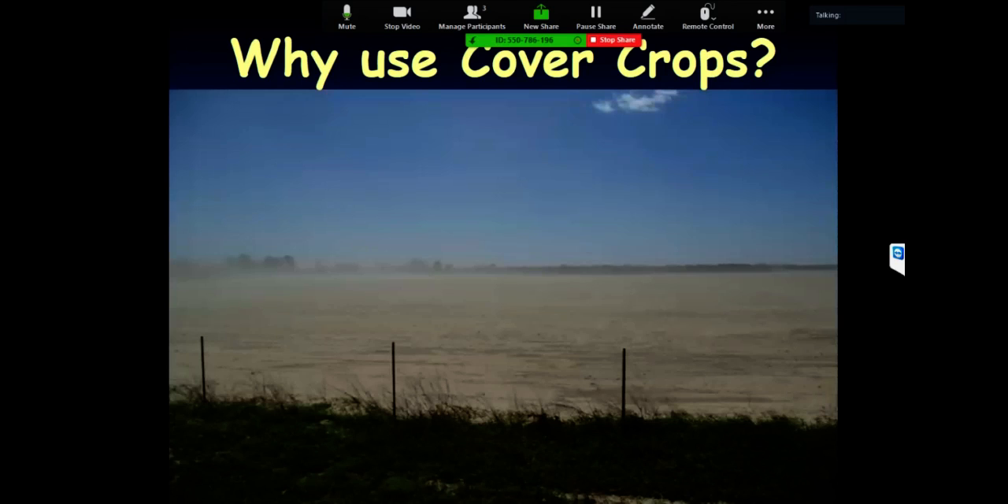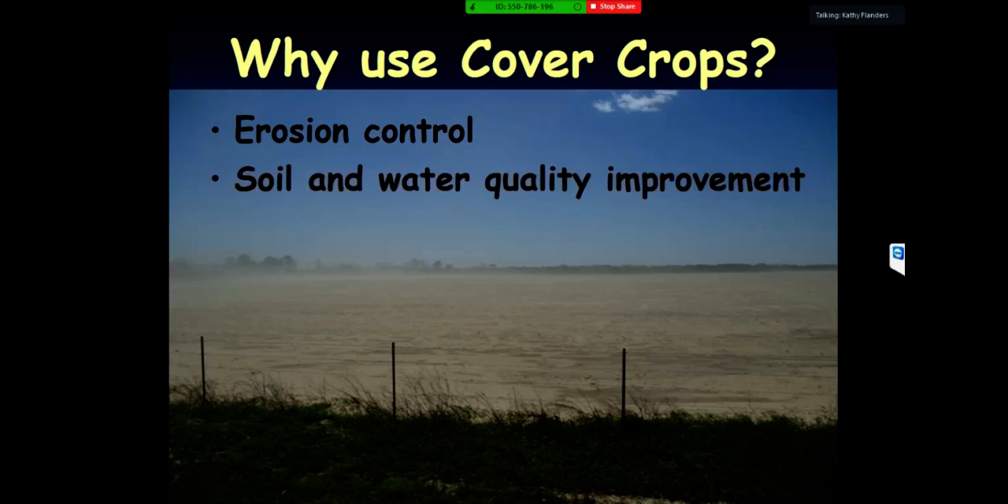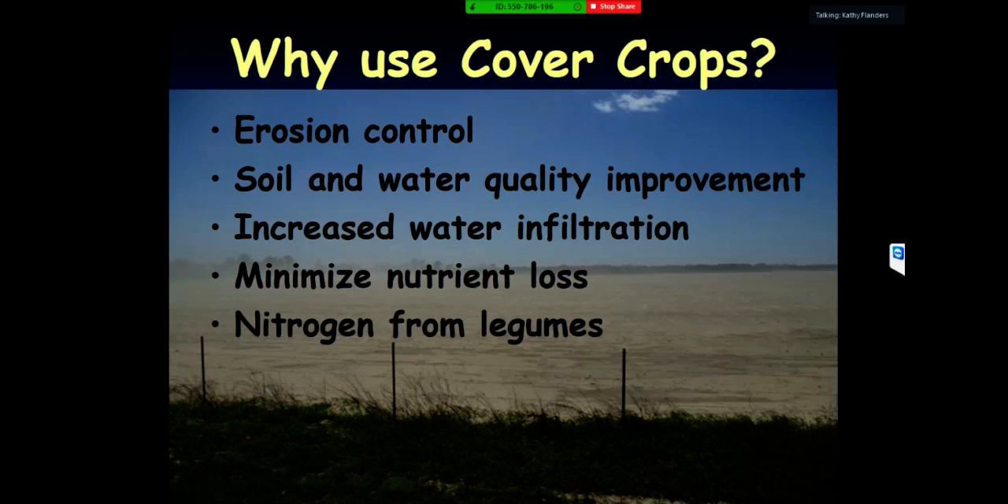And why use cover crops? Of course, everybody can remember back in the Dust Bowl days or the history of it, where we didn't use any cover crops, had a lot of wind and soil erosion. So erosion control, soil water quality improvement, if we get enough organic matter back into the soil, increased water infiltration, minimize nutrient losses through this erosion. All this expensive fertilizer we put out there, we want it to stay in place. And if we use legumes as a cover crop, we can get some extra nitrogen from them.